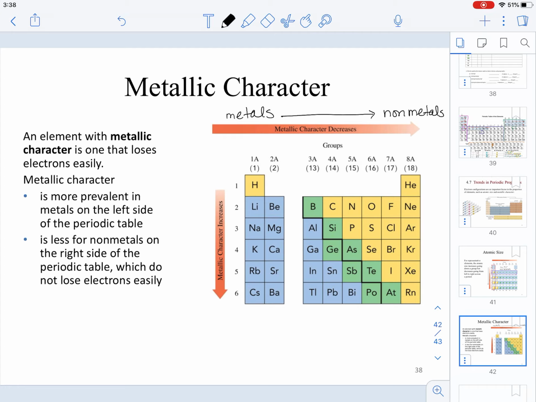Now, when it comes to metallic character increasing as we move down in a group, this comes from the idea that now our atoms are getting larger. So we just have these metals that are increasing in size because, again, when we go down in a period, we have more energy levels, more electrons, more protons.